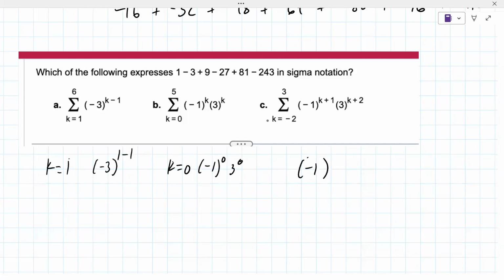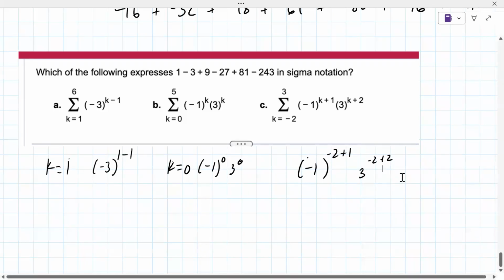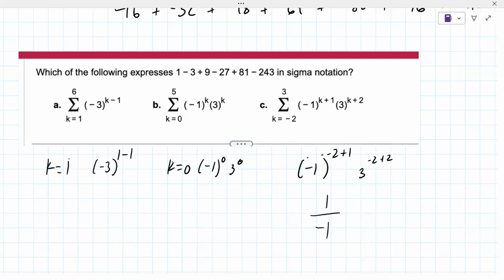Let's try the next one here. How about -1 to the -2 plus 1, 3 to the -2 plus 2. -1 to the -1. It ends up being 1 over -1, and then that would be -1. And then 3 to the -2 plus 2 is 0. So it would be -1, right? Yes. Okay. So that one's out.